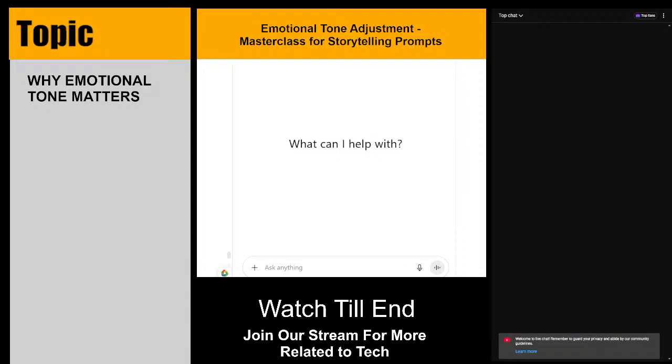Emotion is the difference between content people read and content people feel. Most writers write stories flat, based on facts only, but humans don't buy facts. They buy feelings attached to the facts, because emotions control engagement, watch time, share time, memory retention, conversions, and attentional grip. So a story with strong emotional framing becomes more relatable, more memorable, more viral, and more persuasive.